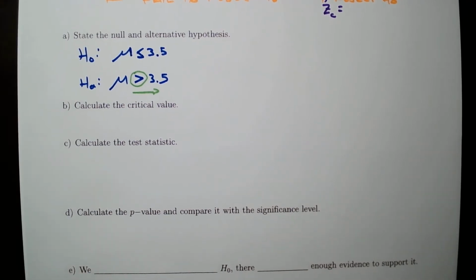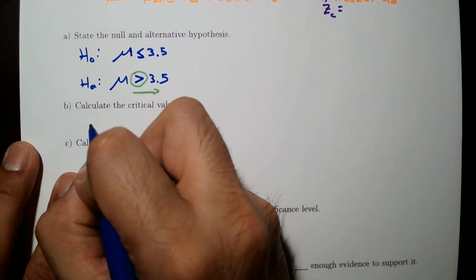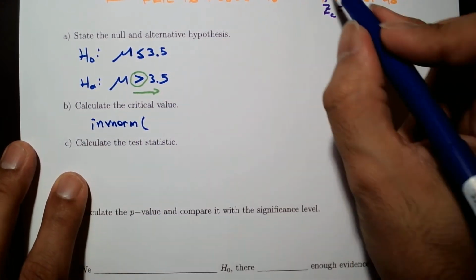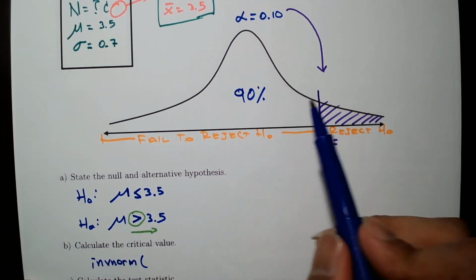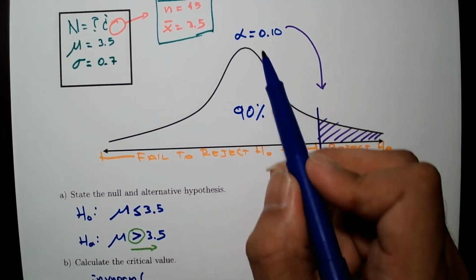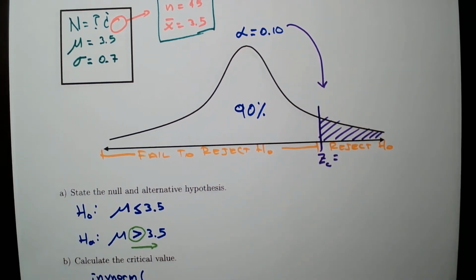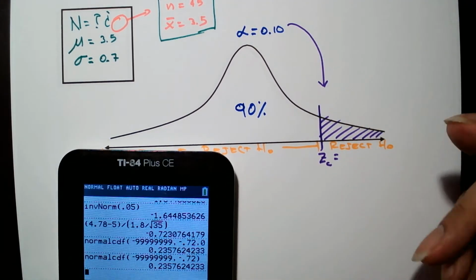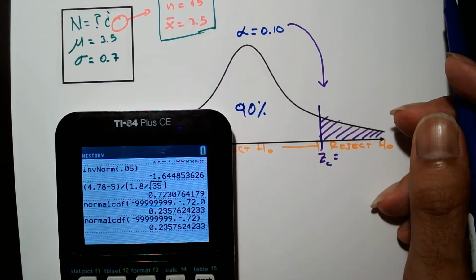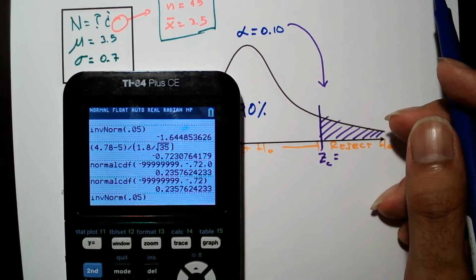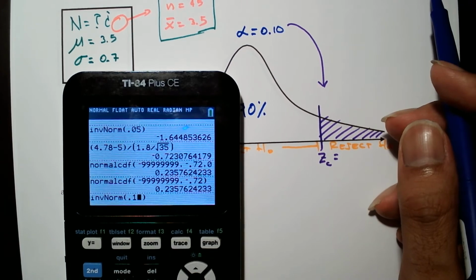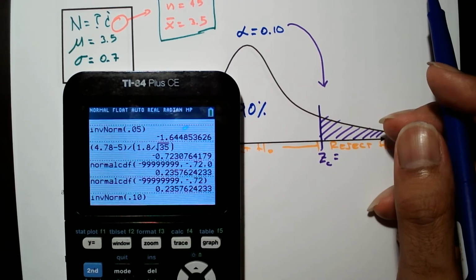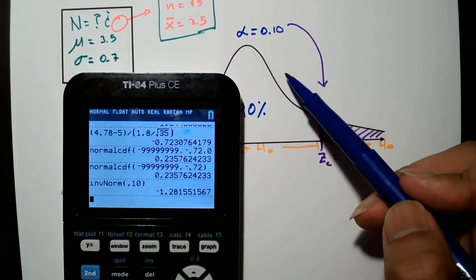All right, calculate the critical value. So, inv norm. In this case, this is the tricky part sometimes. Number one, you could do the inv norm of 0.1. Whoops. That's going to give us a negative z-score.